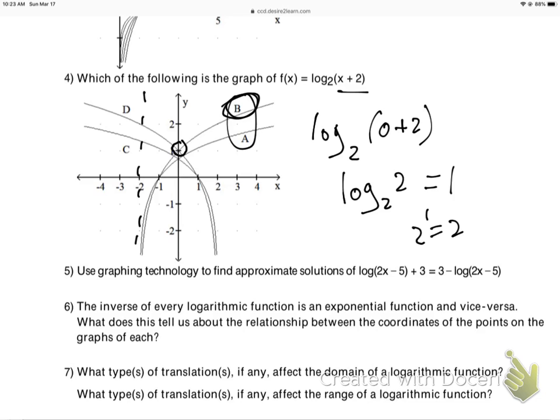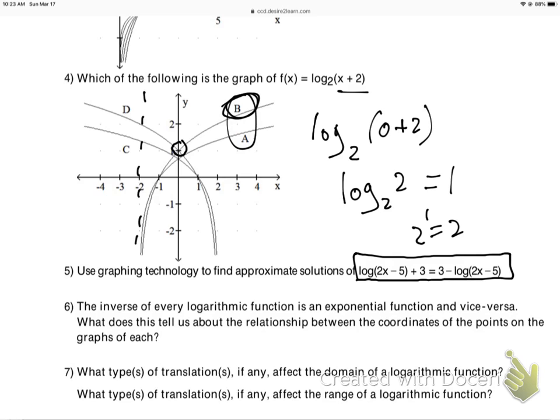Now, graphing technology, I won't worry too much about that, but there are ways to solve this. Let's have a think about this. I think what it's asking you to do is put that in your graphing calculators. But how would you do that? That's entirely up to you. Inverse, what's told about the relationship. So these are just kind of word problems you're not going to see in the homework anyway.